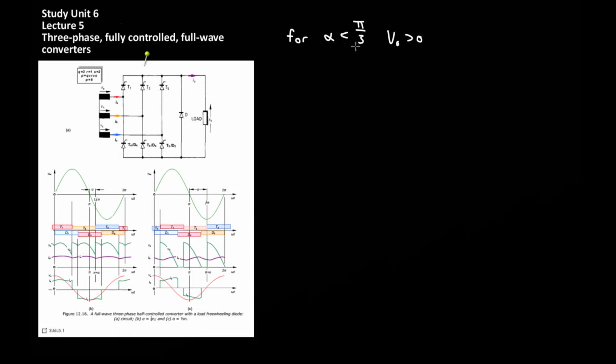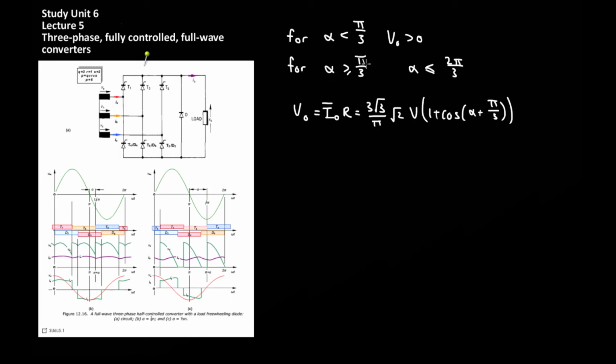So to quickly recap, if alpha is less than pi over 3, then the output voltage is always going to be larger than 0. In other words, the freewheeling diode does not come into play for small delay angles. So for cases where alpha is larger than pi over 3 but less than 2 pi over 3, the output voltage with the freewheeling diode is simply V out equal to 3 multiplied by square root of 3 divided by pi times root 2 times V times 1 plus cos of alpha plus pi over 3.